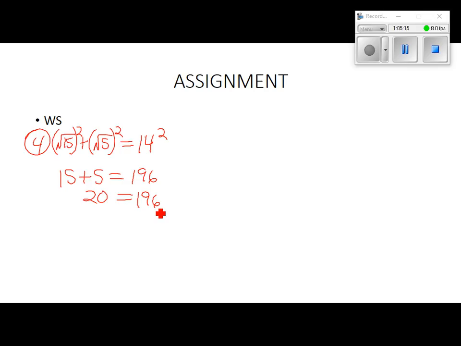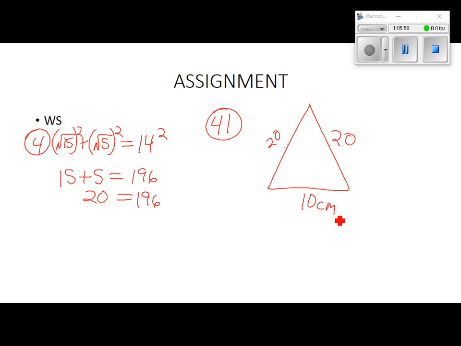An isosceles triangle has congruent sides of 20 centimeters. The base is 10 centimeters. Find the height of the triangle. So if I got an isosceles triangle here, what's this angle called? Vertex angle. We know that these two sides are called the legs. What'd they tell us about those legs? 20 centimeters. And the base is 10 centimeters. They wanna know what's the height.